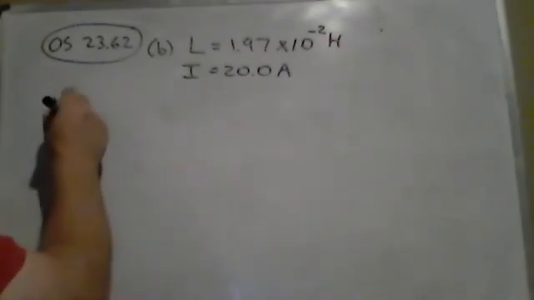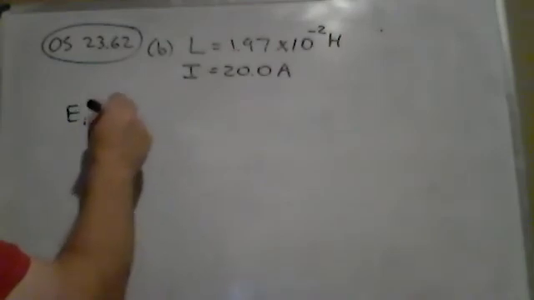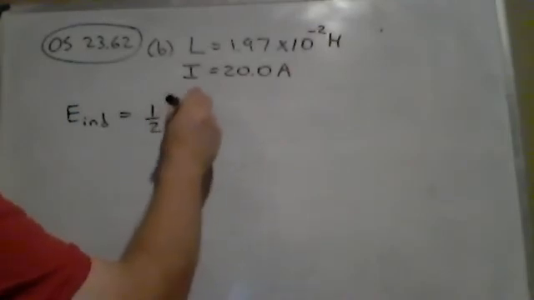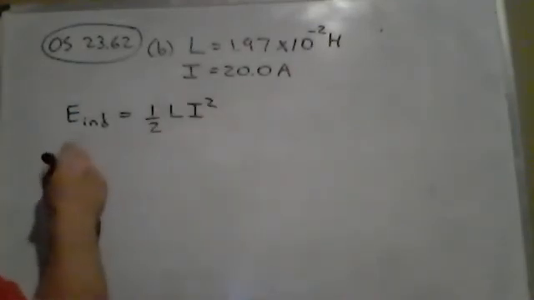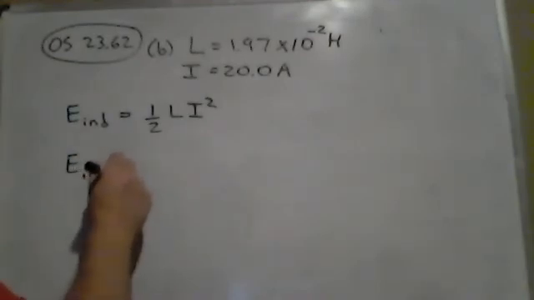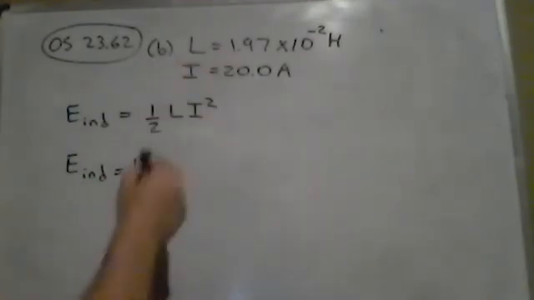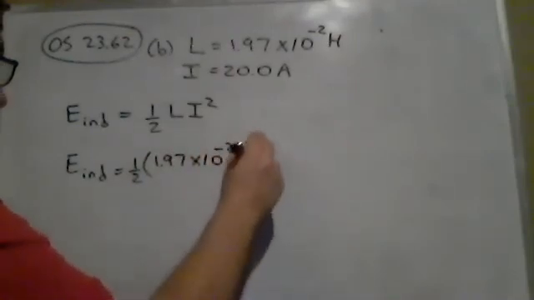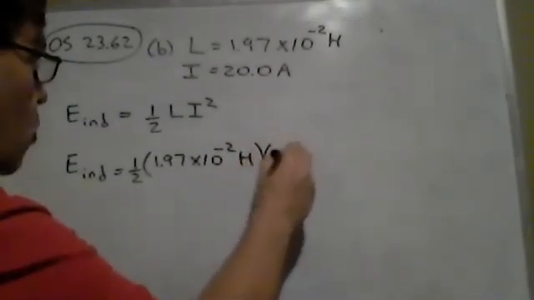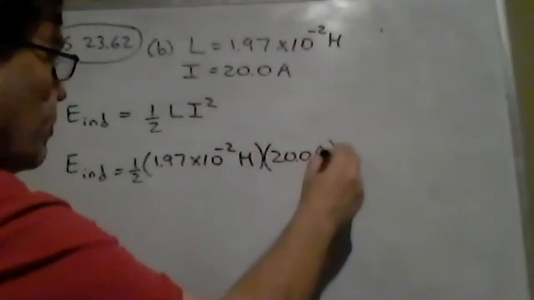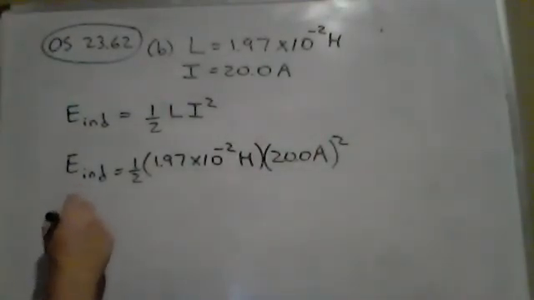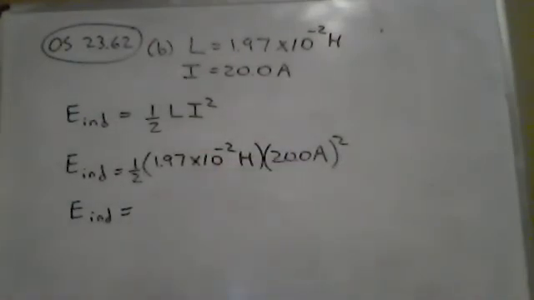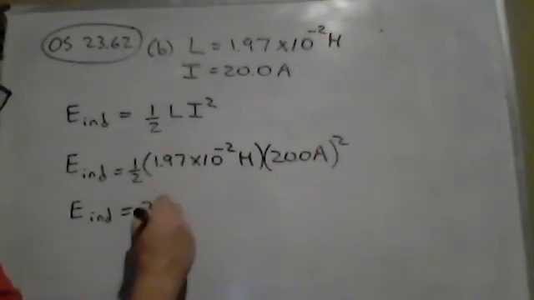What do I know? The energy stored in the inductor, E sub inductor, is given by one half L I squared. So E sub inductor is one half times 1.97 times 10 to the negative 2 henries times 20 amperes squared. When I work this out, I get 3.94 joules. Again, it's an energy.